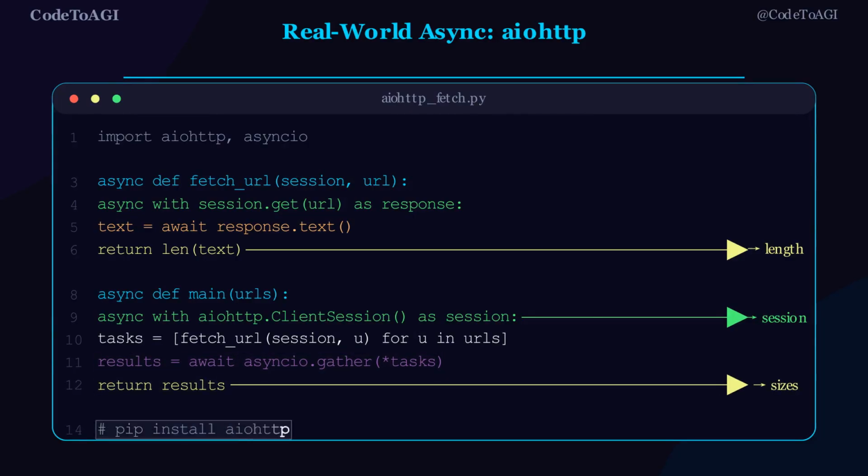In main, we create a client session, then use asyncio.gather to fetch all URLs at once. If you have 10 URLs each taking 1 second, gather fetches all 10 in approximately 1 second total. This is the exact pattern used in web scrapers, API aggregators, and microservice clients. Install aiohttp with pip install aiohttp.